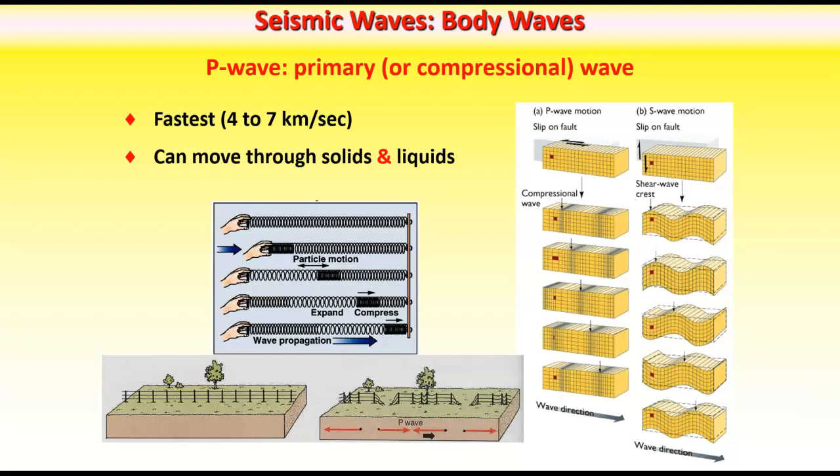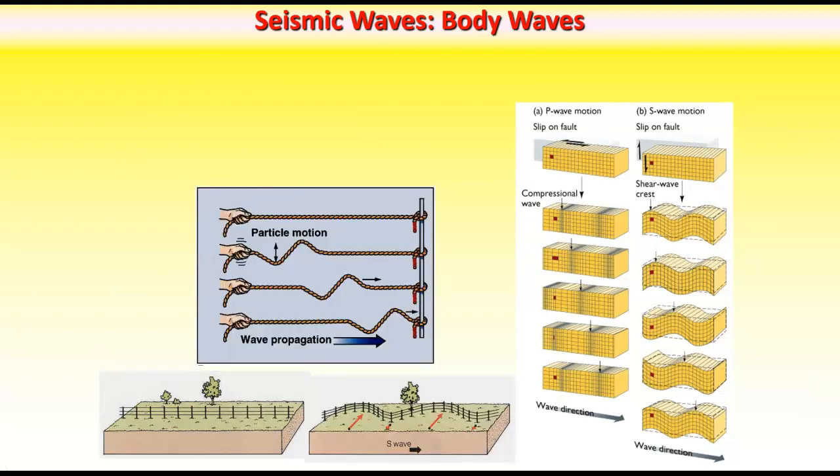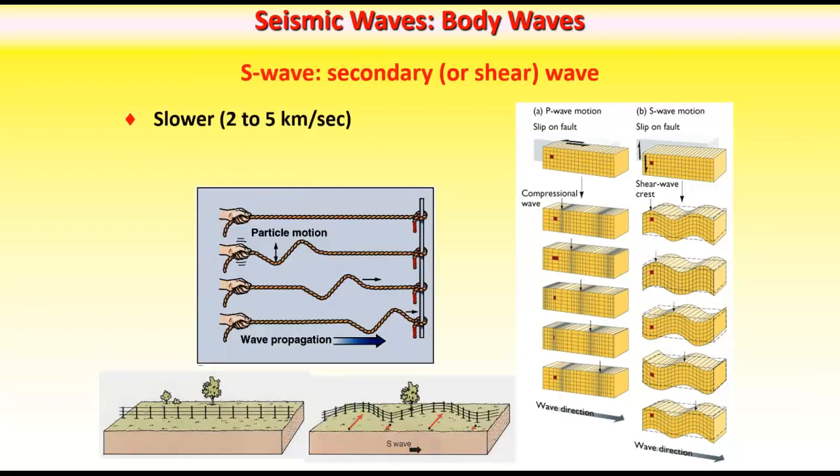It's a very fast, efficient way to make energy go through an object, and so this is why it's really fast. It can move through solids and liquids, and so we see that and we can record that on our seismometers. The second thing that we see is what's called an S wave, shear wave, secondary wave. I'll take any of those names for our second body wave.